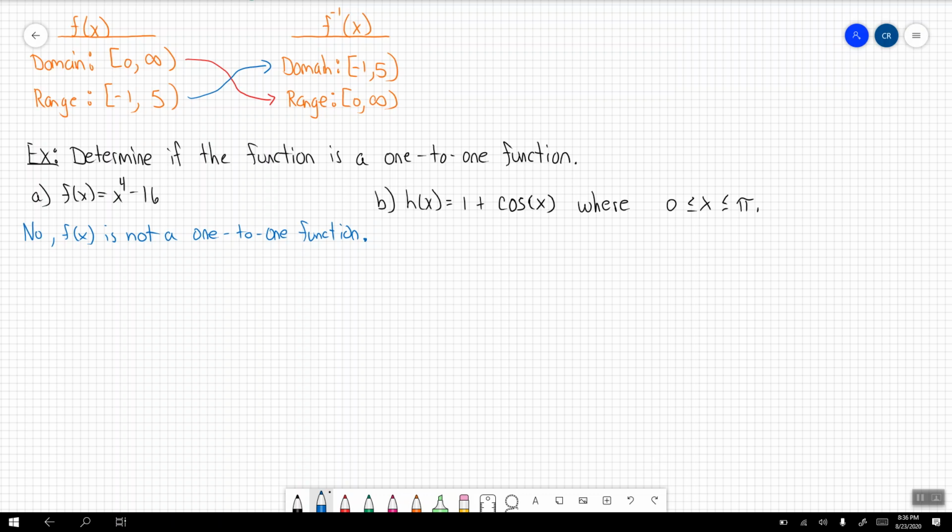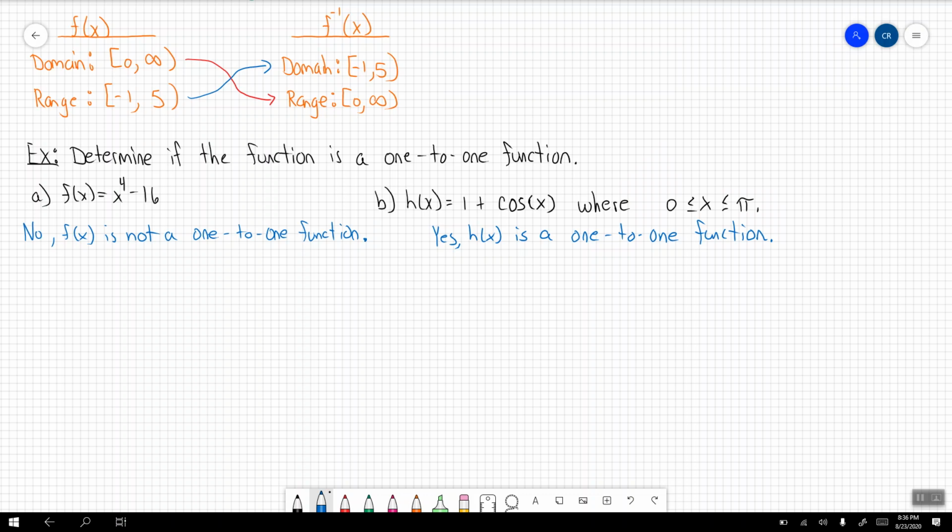And if I ask for a justification, then the justification could just be it does not pass the horizontal line test. And then for part B, yes, h of x is a one-to-one function. And again, if I ask for a justification, you could justify this to say that the graph does pass a horizontal line test, therefore the function is a one-to-one function.